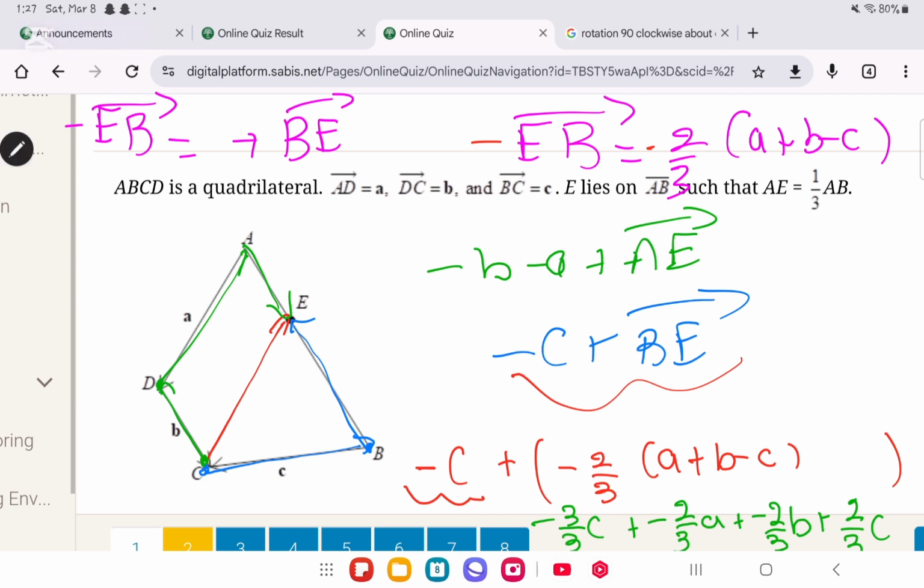So minus 3 over 3C plus 2 over 3C, this will give us what? This will give us minus 1 over 3C. And then we will be left with what?